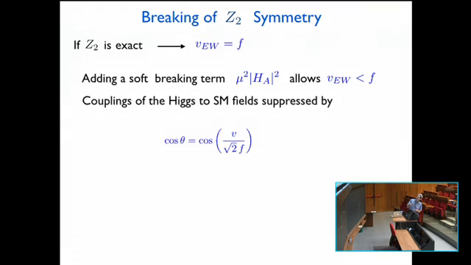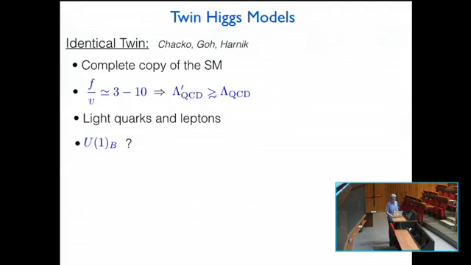If F was the same as the Higgs scale, then, for example, the invisible width of the Higgs would be, I don't know, 50%. So that's clearly excluded, right? So we need to break the Z2, at least mildly, in a soft way. So there are several incarnations that are used now for the phenomenology at the LHC.